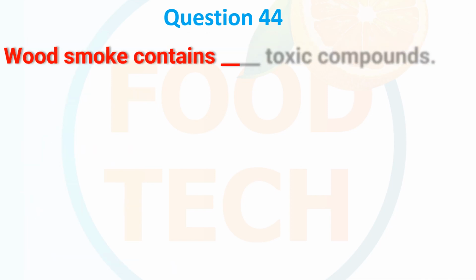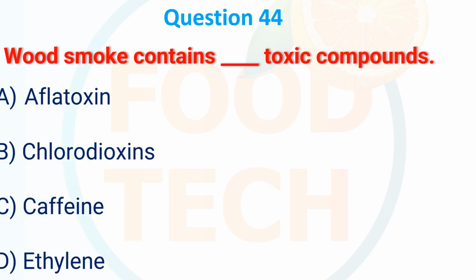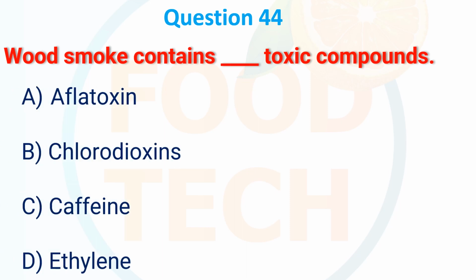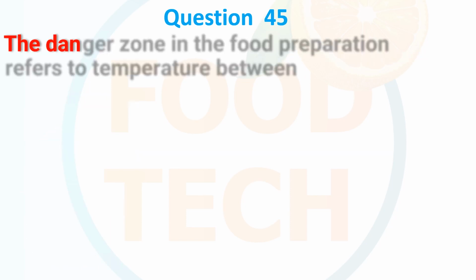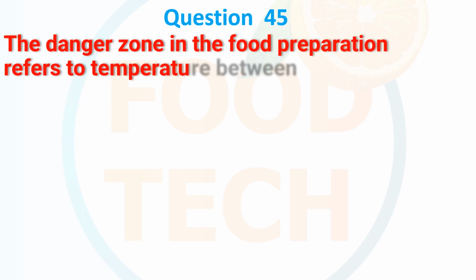Wood smoke contains which toxic compound? A. Aflatoxin. B. Chlorodioxin. C. Caffeine. D. Ethylene. The answer is B. Chlorodioxin.